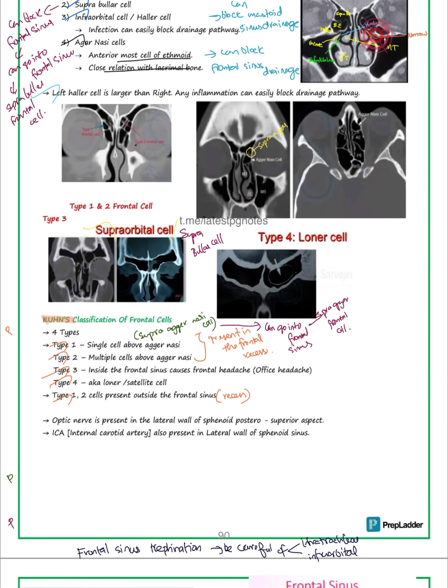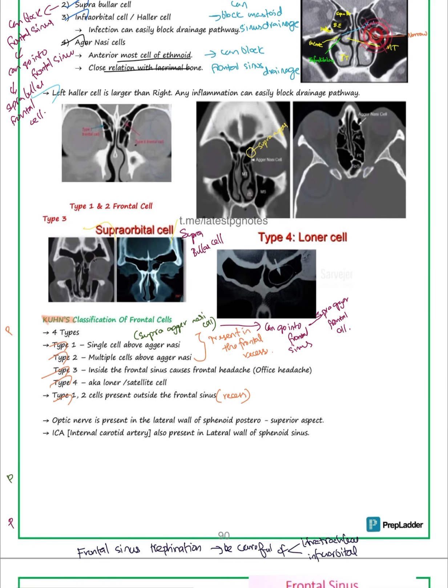Okay guys, you can see the supra-agger cell, the suprabullar cell, a part of an anterior ethmoidal cell present on the lateral wall. Then type 3, inside the frontal sinus. This is the frontal sinus. Cells are present here: agger cell, supra-agger cell, then multiple supra-agger cells inside the frontal sinus. It causes sinus accumulation inside the frontal sinus, causing central orbital headache, the characteristic headache of frontal sinus blockage.